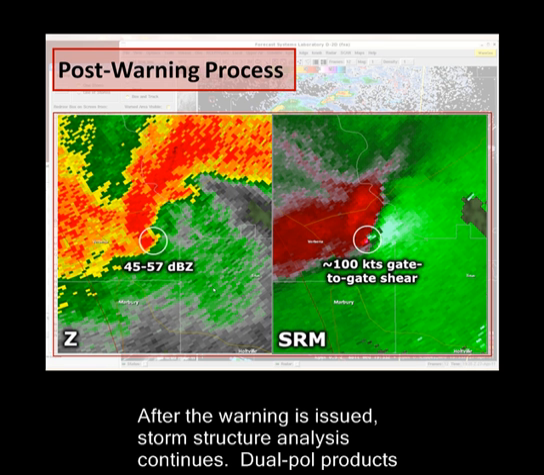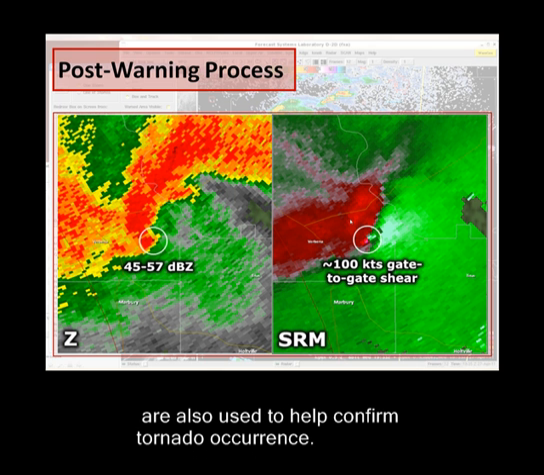So here's a quick example just of looking at reflectivity and storm relative motion. We see a very strong hook echo located right here, and within the white circle, corresponding to that white circle, we have very strong outbound winds here in red, very strong inbound winds right here in green. They have a strong 100 knot gate-to-gate couplet, or 100 knot gate-to-gate shear.